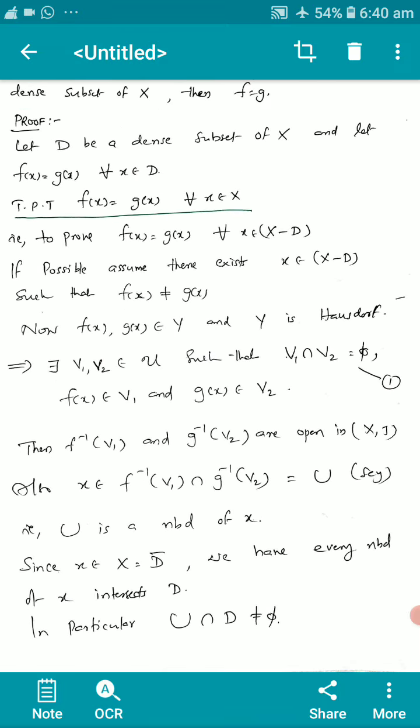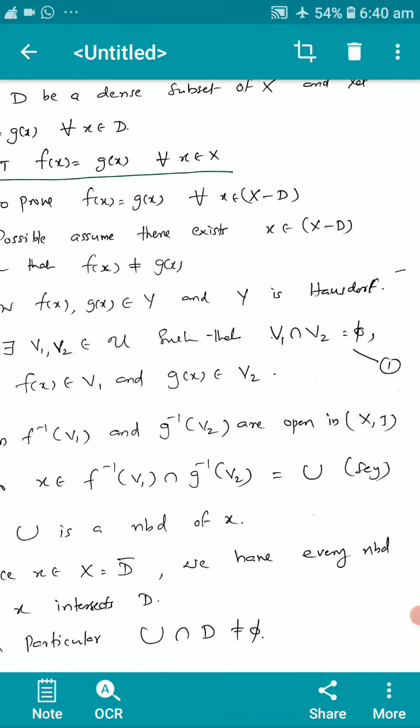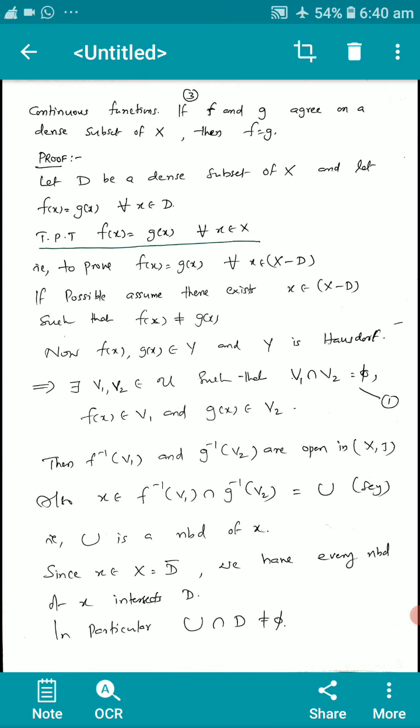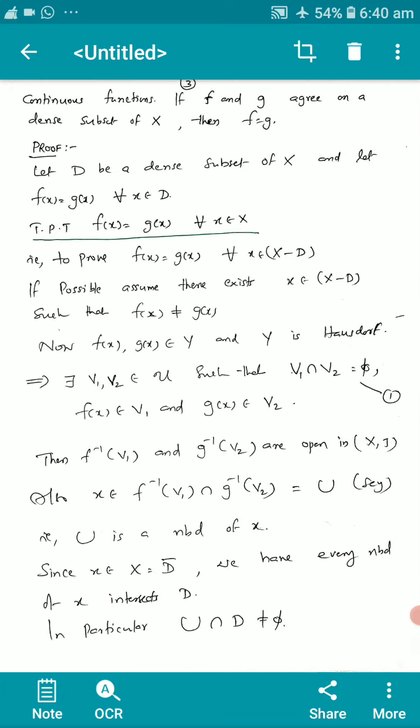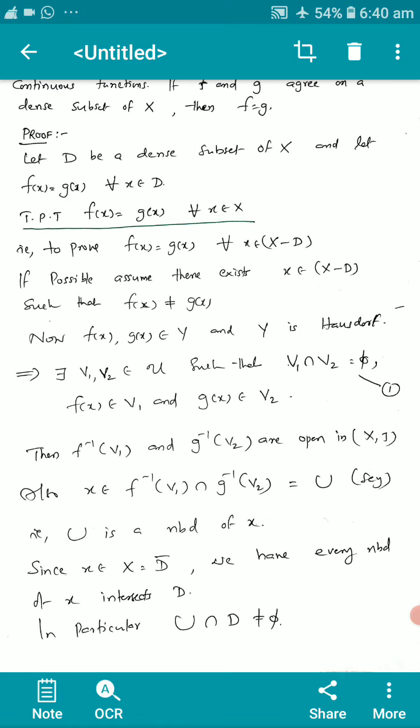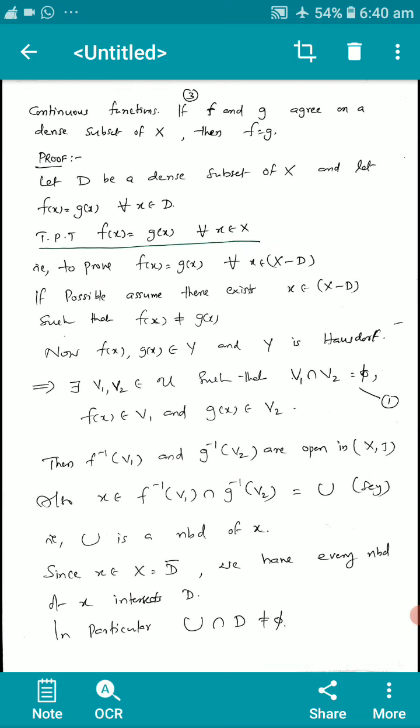Then by the definition of a Hausdorff space, there exist open sets V1, V2 in Y such that V1 intersection V2 equals phi, disjoint, and f(x) is in V1 and g(x) is in V2. We call that V1 intersection V2 equal to phi as result 1. Then f inverse of V1 and g inverse of V2 are open in X. Also x is an element of f inverse V1 intersection g inverse V2, which we call capital U. U is a neighborhood of x.